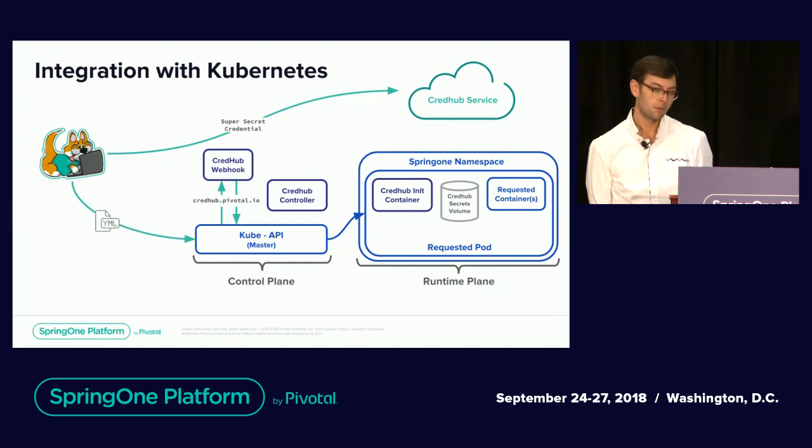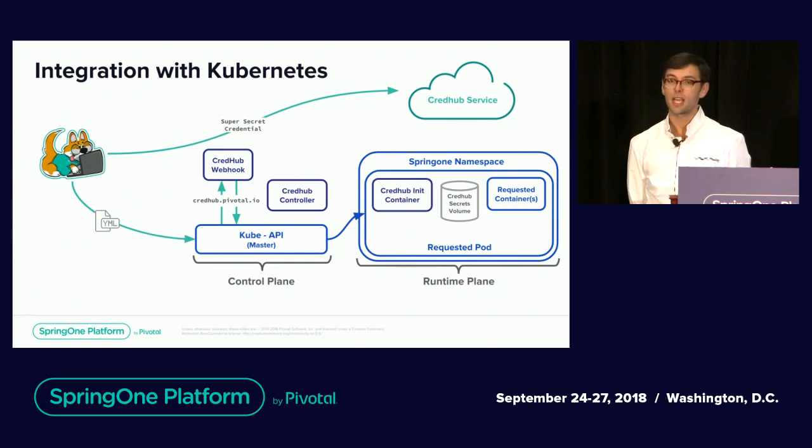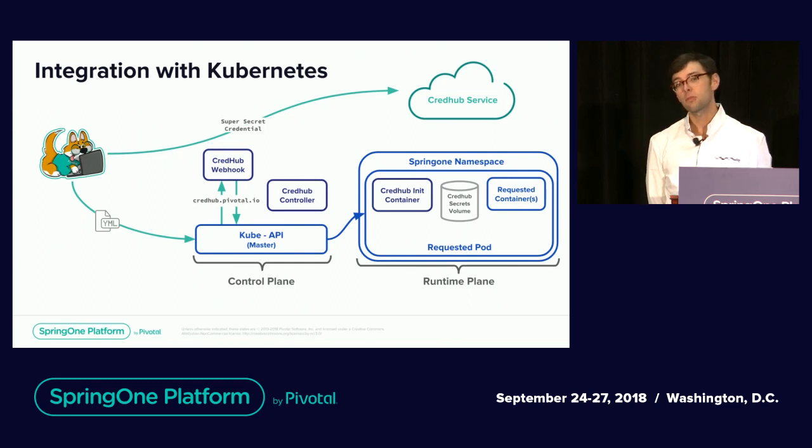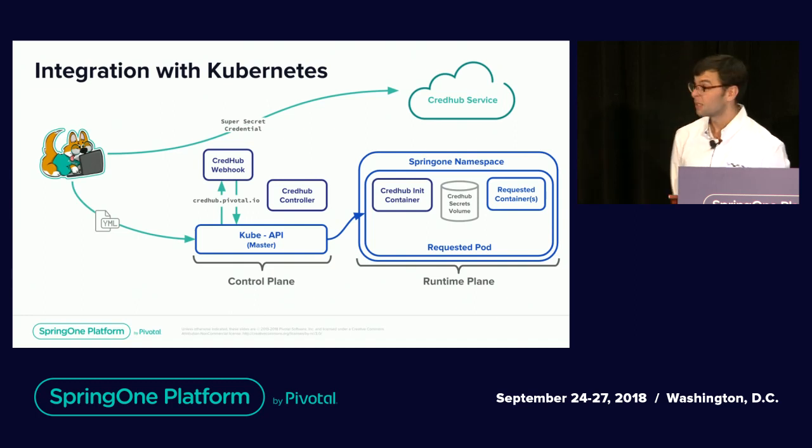So let me walk you through a little bit about this. The webhook really goes ahead and alters my deployment, adding this initialization container and this volume to my deployment. From there, once my whole pod is coming up, I have a Kubernetes controller. Now, everything you do in Kubernetes, deployments, pods, they're all responsible and maintained by controllers. In my case, I have a CredHub controller.